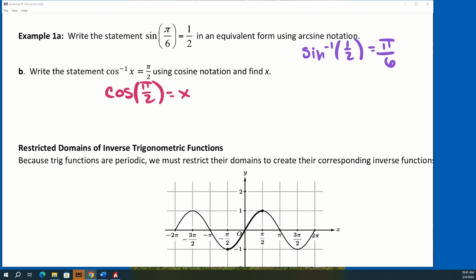Right, then you guys can look at your unit circle, go to the angle pi over 2, and when we're looking at the unit circle, the cosine of the angle, is that going to be the x or the y coordinate? The x. And so at pi over 2, what is the x value? 0. Good job.